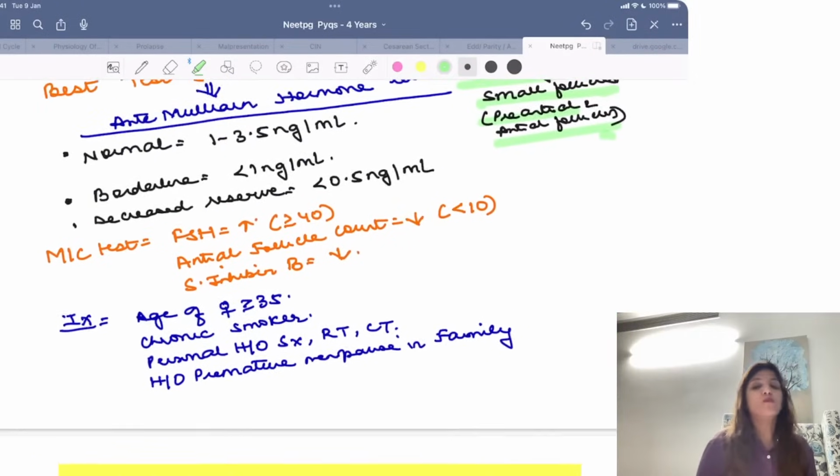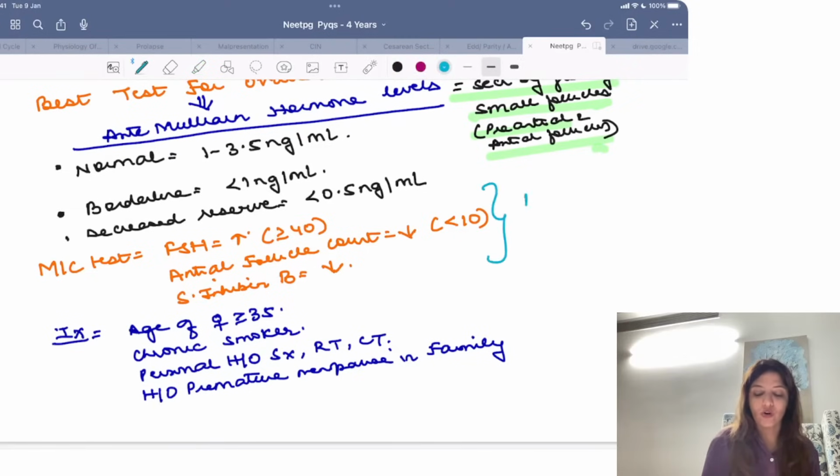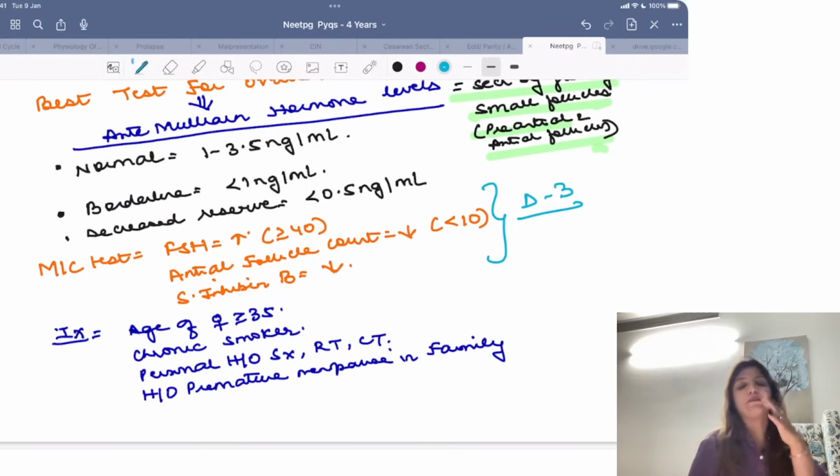Now, the most commonly used test for ovarian reserve is serum FSH levels, which has to be done. All these tests have to be done on day 3 of the cycle, whereas anti-Mullerian hormone can be done on any day of the cycle. That is why it's the best test. But other tests are FSH levels. So FSH levels will be increased in case of decreased ovarian reserve.